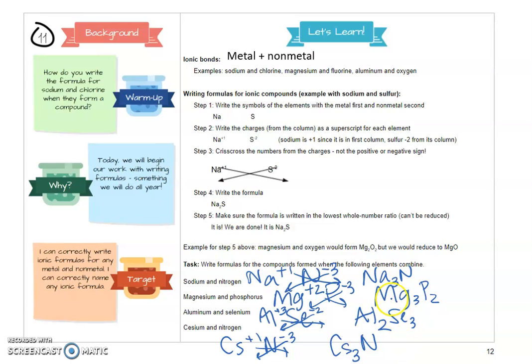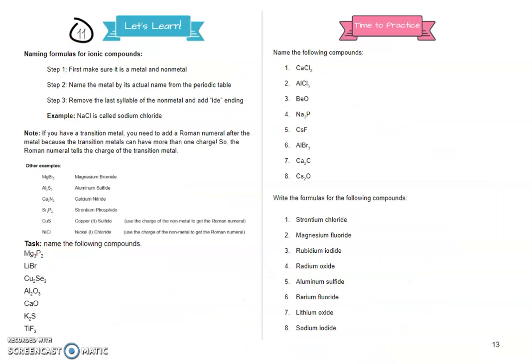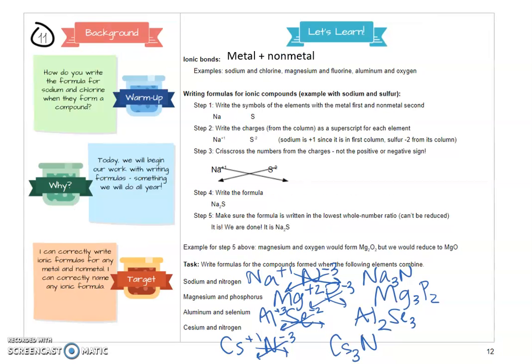Okay? So that's all there is to formula writing. Okay? So you start by writing out the symbols and the charges with them. Show your arrows to crisscross them to the other element, and then make sure you can't reduce it down, which we can't here. Okay? Now let's talk about naming them. You don't just call a compound cesium and nitrogen. It's not a good name for it.